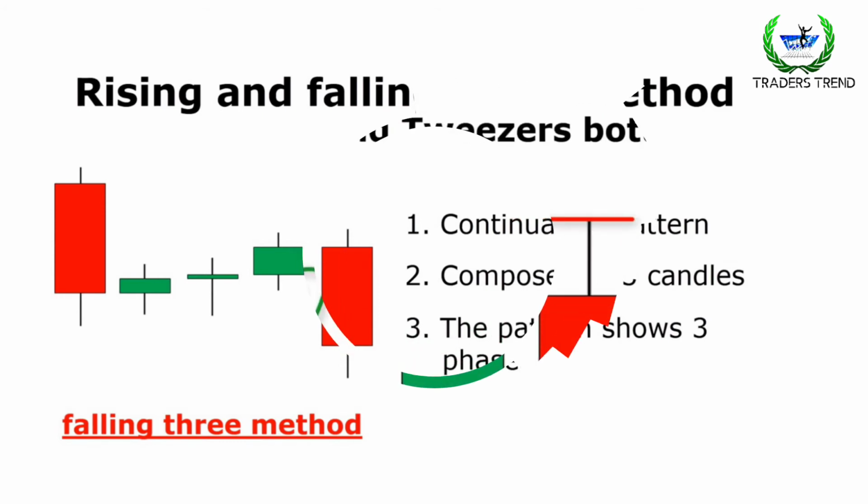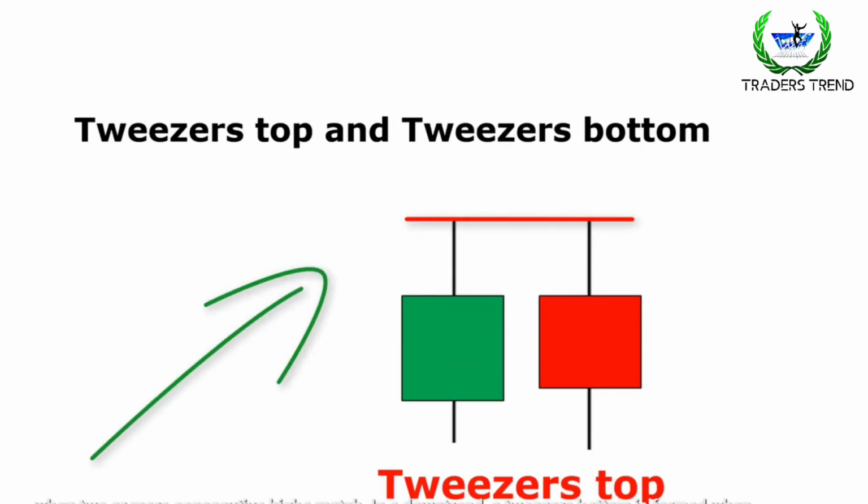And the next one is the tweezer top. It is a bearish reversal candle. It comes at the top of an uptrend. The wicks of the first and second candles reach the same equal point. Then the reversal will happen.